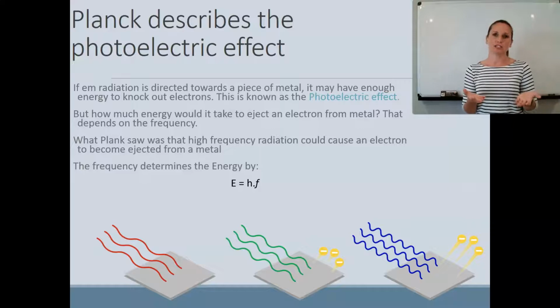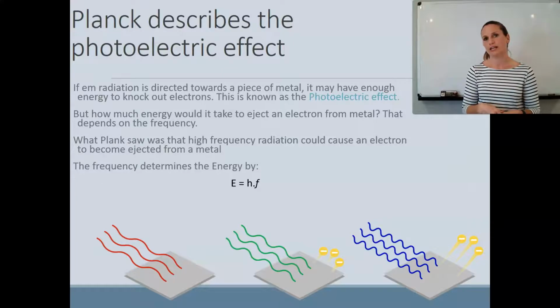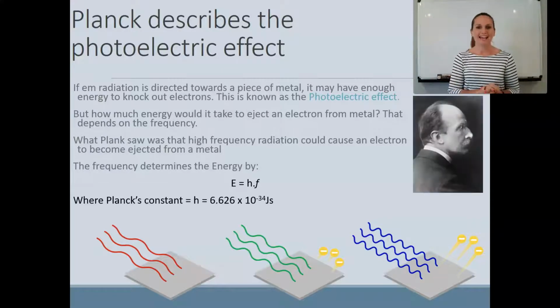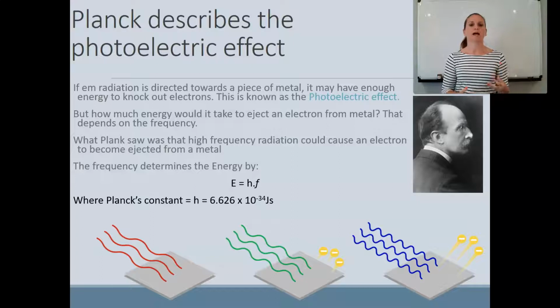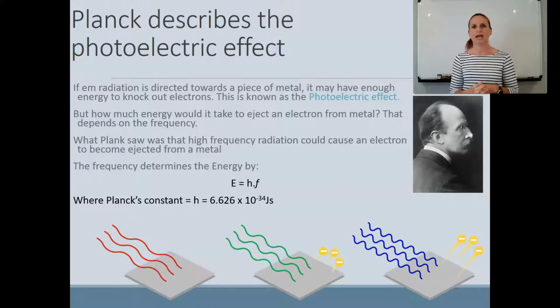Are you able to eject those electrons? It depends on the energy of the electromagnetic radiation that's coming in. So there's Planck, and in addition to helping to embody this theory, Planck also comes up with Planck's constant. Planck's constant is 6.626 times 10 to the negative 34 joules times seconds. We use this constant in our calculations of energy from frequency.